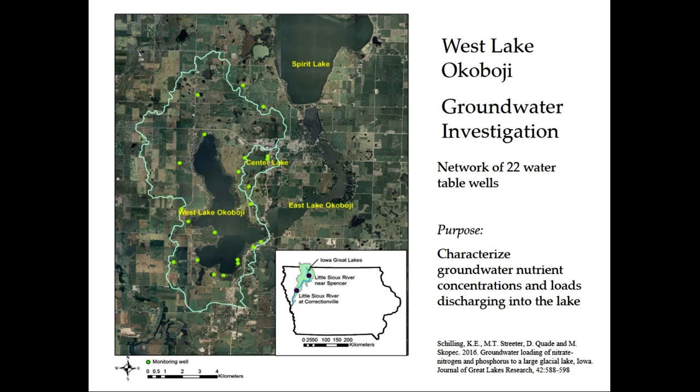Okoboji is Iowa's Great Lake up in northwestern Iowa. Through a project a few years ago, we put in a network of 22 wells across the watershed with the idea being to characterize the groundwater nutrient concentrations, how they discharge, and how much of that load is discharging into the lake. Clearly they want to prevent that lake from becoming impacted by nutrients. It's a humongous tourist destination.